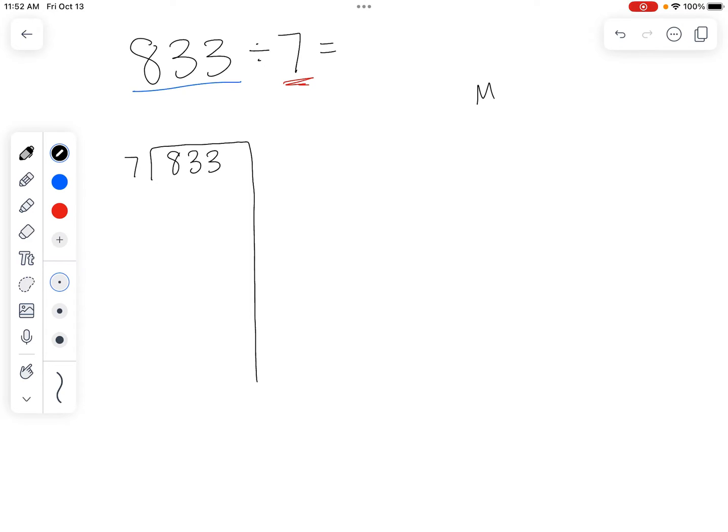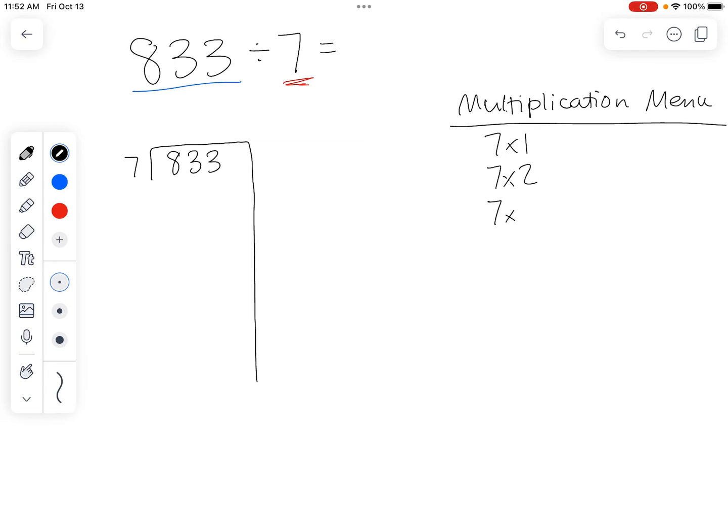So what we're going to do is over on the right side, we're going to make what we call a multiplication menu. Wow, I spelled that wrong. Hang on. A multiplication menu is going to list out the facts that I already know about 7. I usually start by doing 7 times 1, 2, 3, 5, 10, 20, and 100.